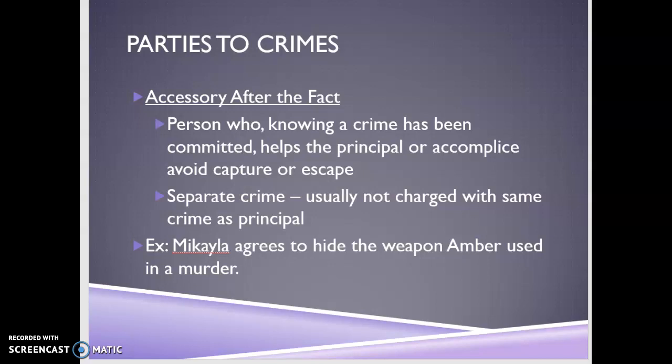All right, so those are the four parties to a crime. I'm going to give you guys a brief scenario, and I'll post this in the Google Classroom. Your assignment is going to be to go through the scenario, look at each party, tell me what each person would be. Is this the principal? Is this the accomplice? And give me a brief explanation as to why you chose that.